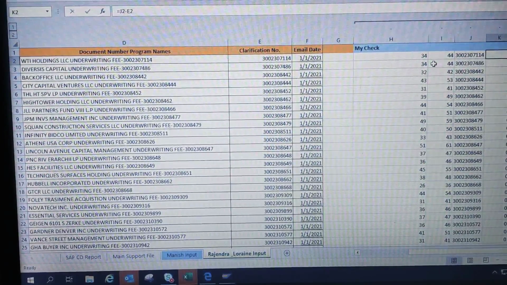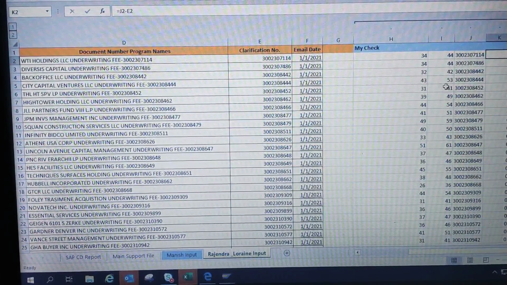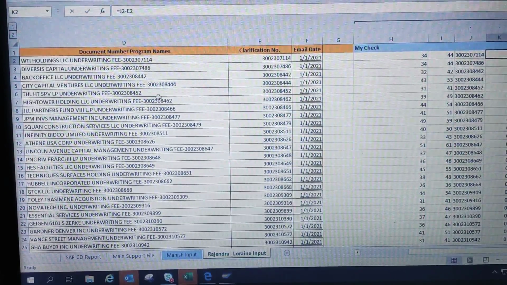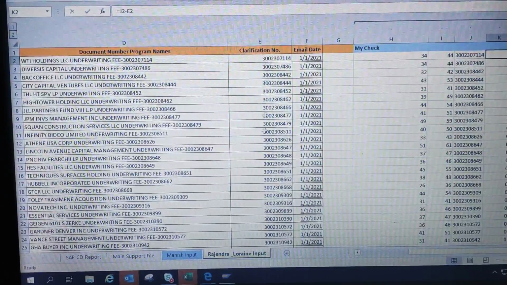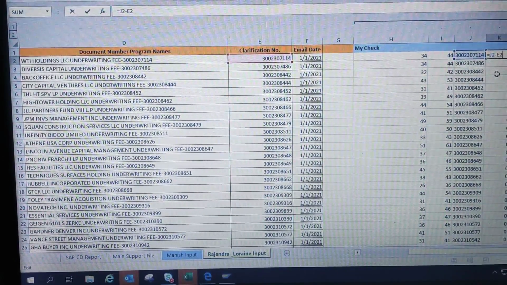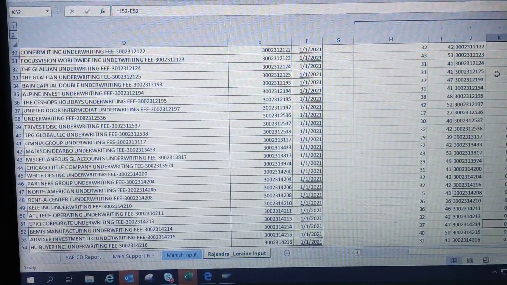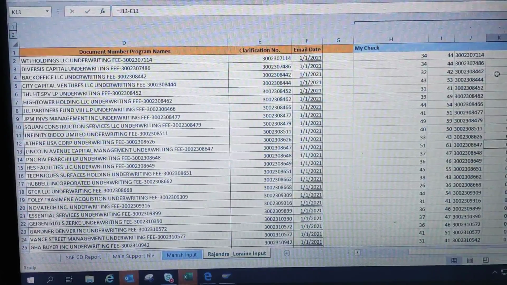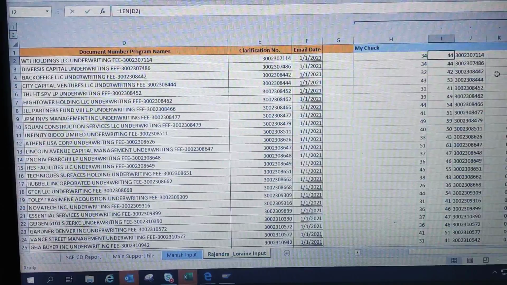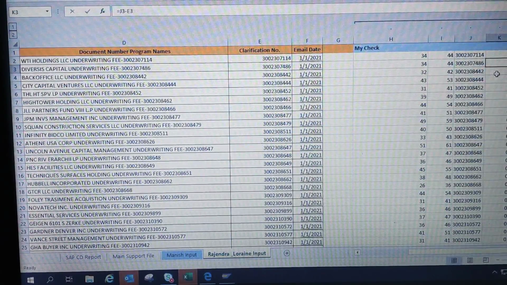Now the check is whether the number which I have extracted from these document numbers and program names is matching with the data which I have already got, in column E. So I have deducted, and the balance is coming 0. Hence it is proved that whatever I have extracted is correct, and it is a control check from my side.